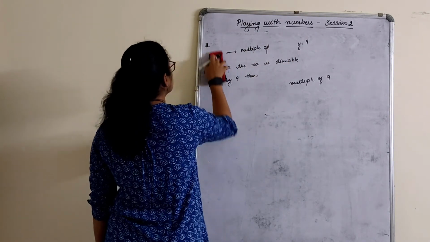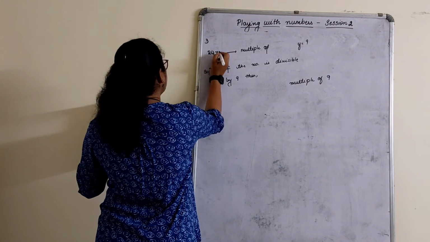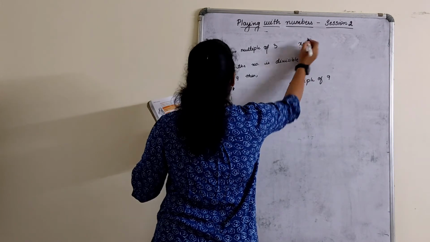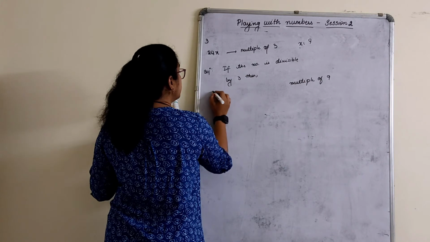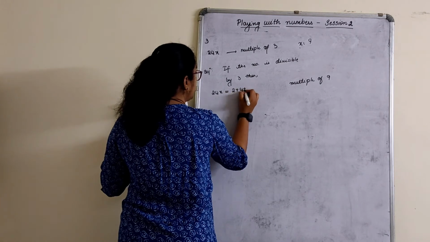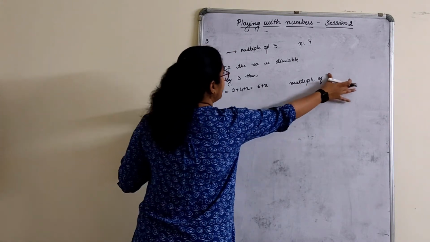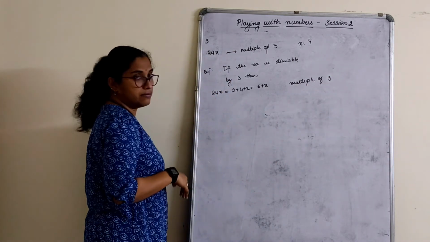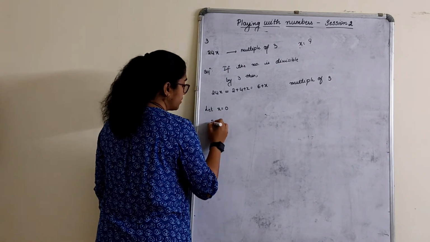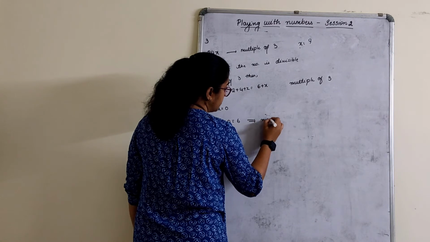So next is 24x is a multiple of 3. Find x value. If the number is divisible by 3, then 24x, that is 2 plus 4 plus x, 4, 5, 6, 6 plus x is a multiple of 3, right? First of all, 24 is a multiple of 3. Let x is equal to 0. 2 plus 4 plus 0 is equal to 6, multiple of 3.